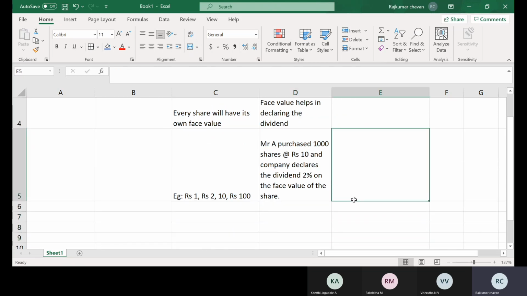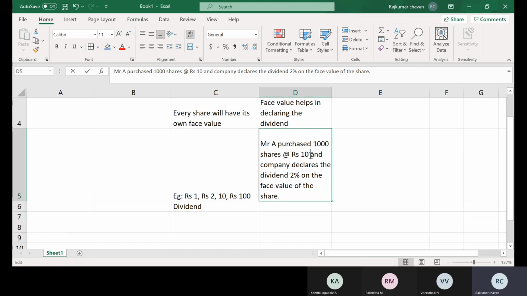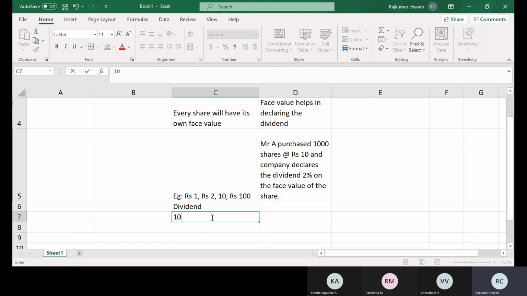Let us see the dividend calculation. What is the face value of the share which he has purchased? 10 rupees. So 10 into the company-declared dividend, which is 2% on the face value. 2% of 10 rupees comes to 0.2. Is that clear? Calculate 10 rupees, 2%, 0.2. Yes, it is 0.2.